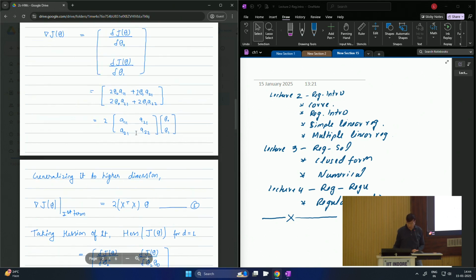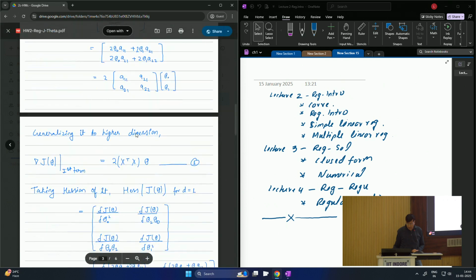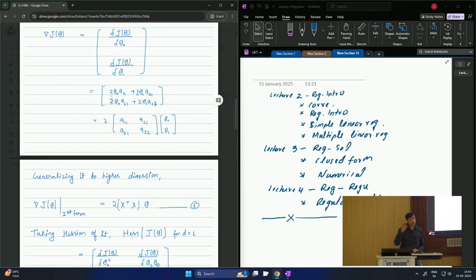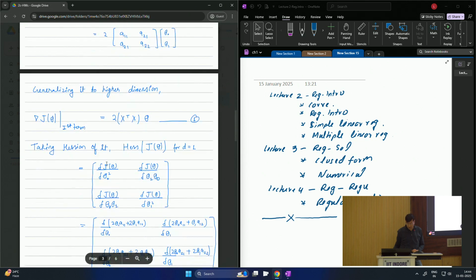So now what you'll do, you'll take these terms here, differentiate with respect to theta naught, theta 1, put them in a row format, differentiate with respect to theta naught, theta 1, put that in a row format. That's what's done here. J theta, theta naught. So this has become theta naught square, theta 1 theta naught, theta 2, and so on and so forth.